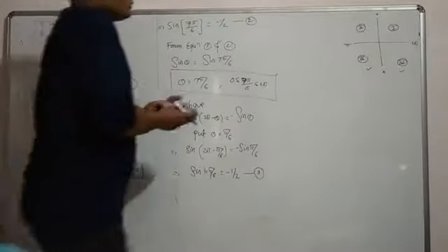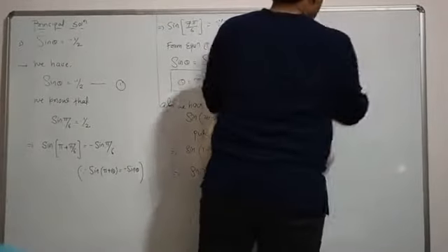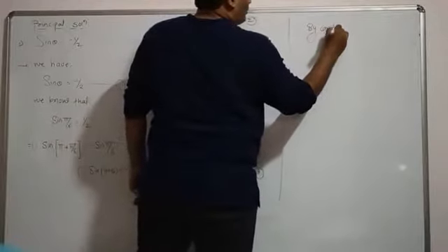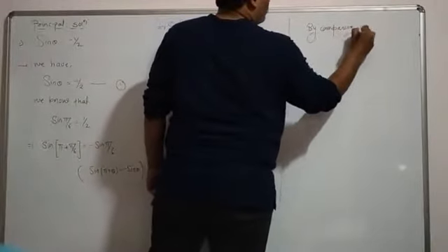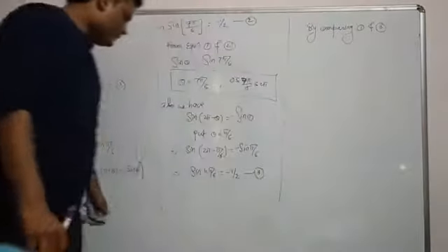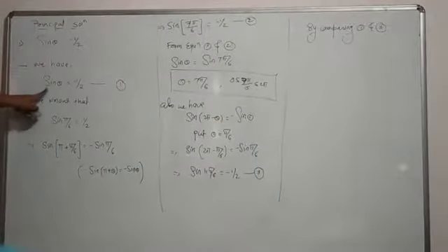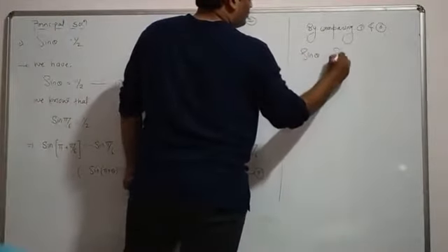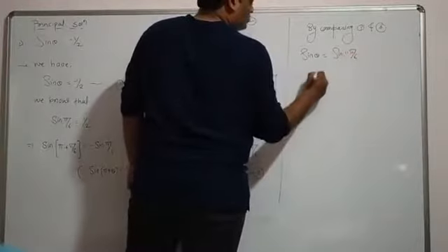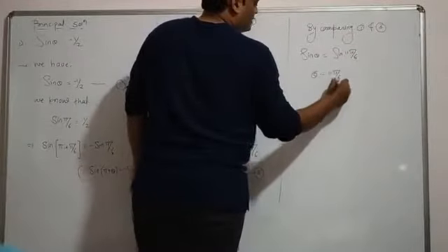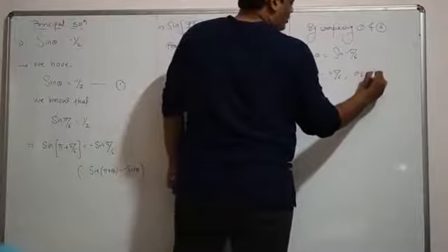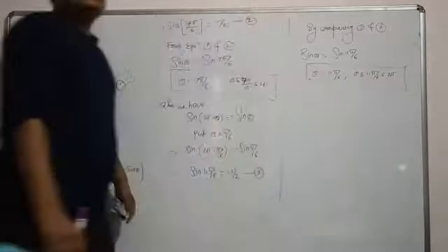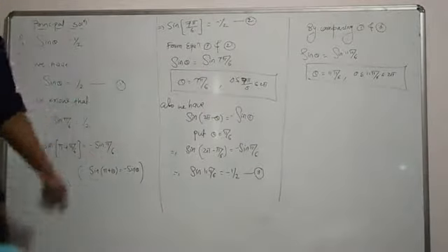So compare equation 1 and 3. By comparing equation 1 and 3, what do you get? Sine theta is equal to sine 11 pi by 6. So what is theta? 11 pi by 6, for 0 is less than or equal to 11 pi by 6 is less than or equal to 2 pi. So you have two principal solutions, that is 7 pi by 6 and 11 pi by 6.